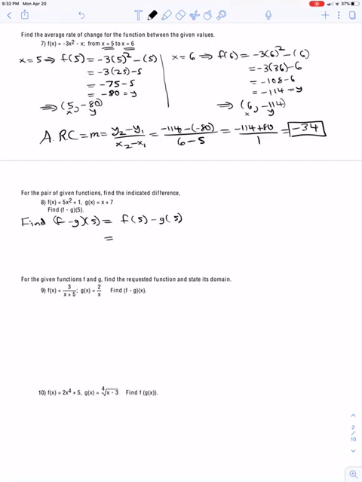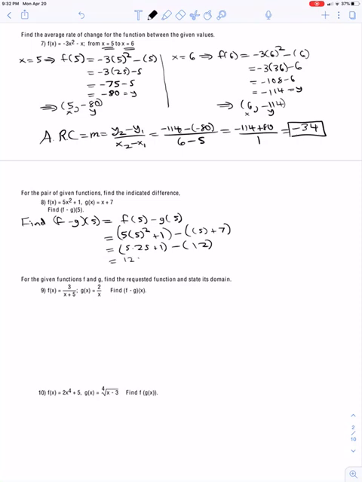So what would f of 5 be? Well, if f of x is 5x squared plus 1, f of 5 is 5 times 5 squared plus 1. There's the value of f of 5. Minus, what's g of 5? Well, if g of x is x plus 7, g of 5 is 5 plus 7. So as we simplify, we get 5 times 25 plus 1, minus 5 plus 7, which is minus 12.